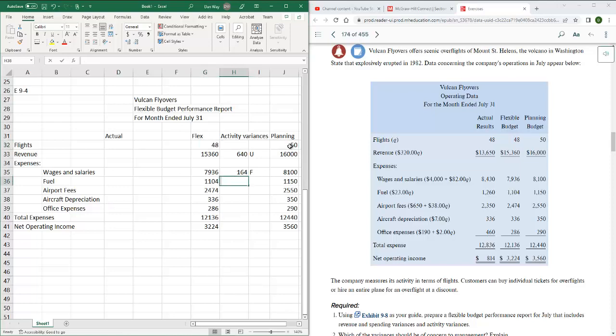Okay, cruising right along then. Fuel, we had a small difference here, $11.50 minus $11.04, $46. Again, that's favorable.